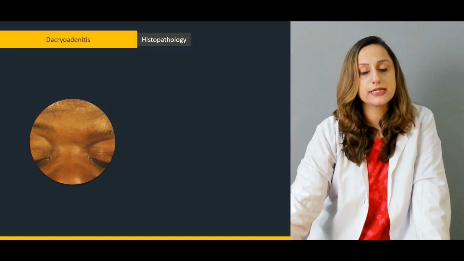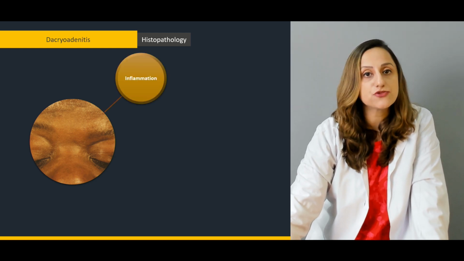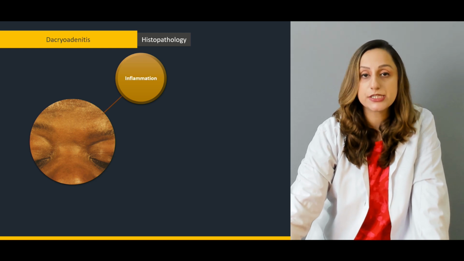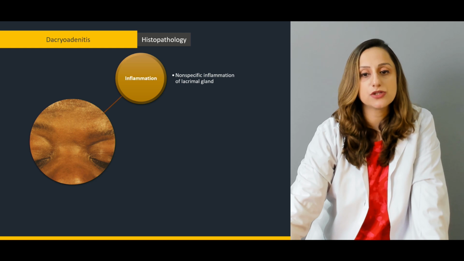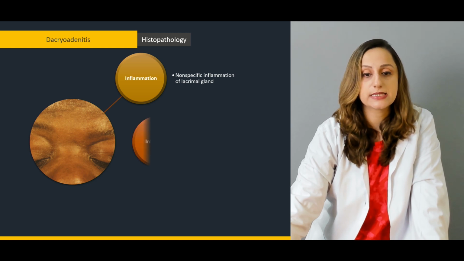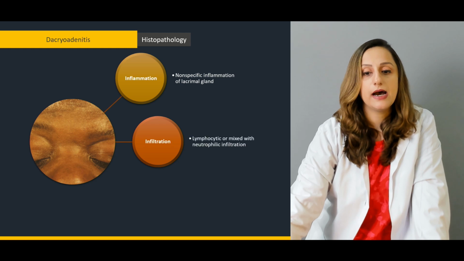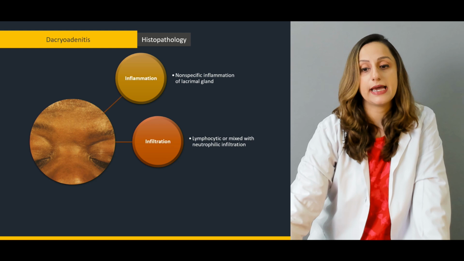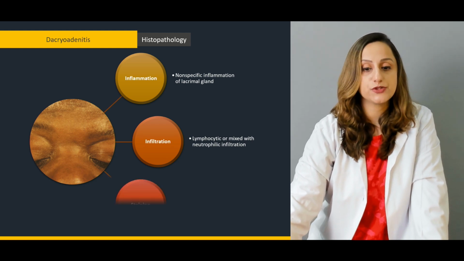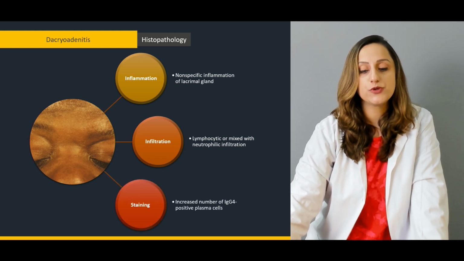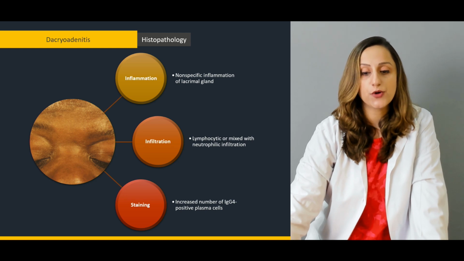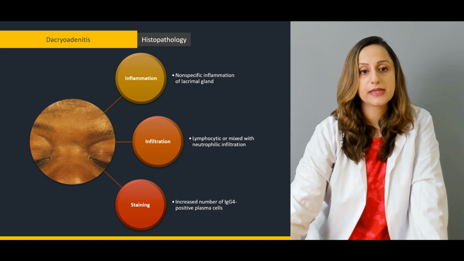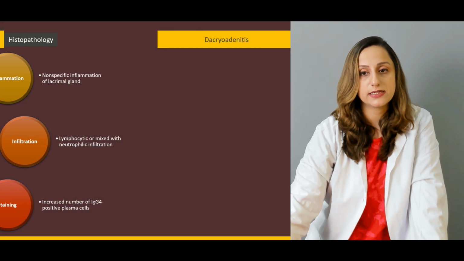Now moving on to the histopathological features of dacryoadenitis, we have the inflammatory features. The cell-mediated immune response is very important over here. Non-specific inflammation of the lacrimal gland is observed in this type of inflammation. The infiltrates would consist of lymphocytes, or they can be mixed with neutrophilic infiltration. And the staining would be increased because of IgG4 positive plasma cells that would be included in this kind of dacryoadenitis state.